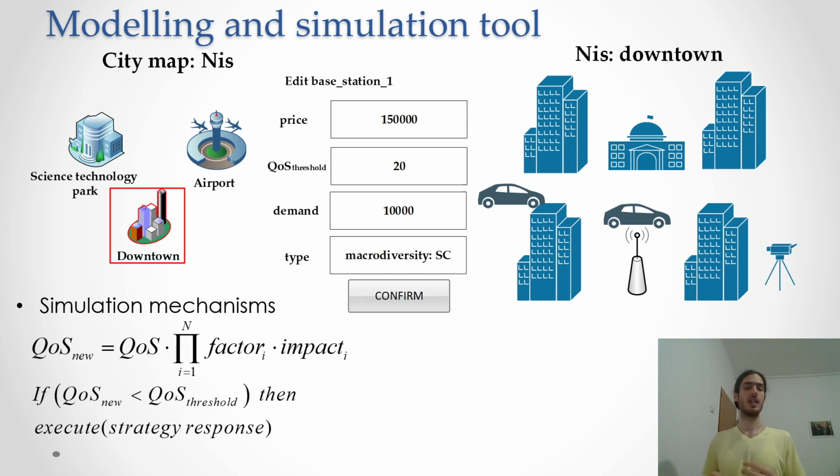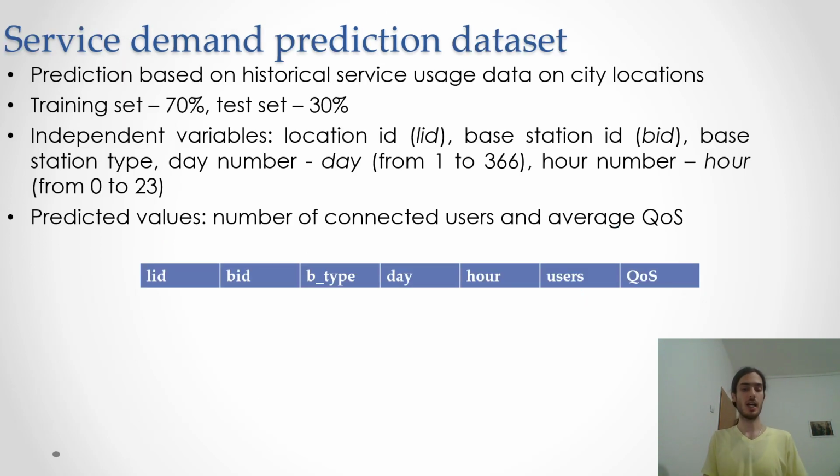For each of them, we assign an impact coefficient that says how much this factor actually affects the overall quality of service. In case the new quality of service drops below the given threshold defined by the operators, the corresponding adaptation strategy will be taken. Now let's see the demand prediction module.